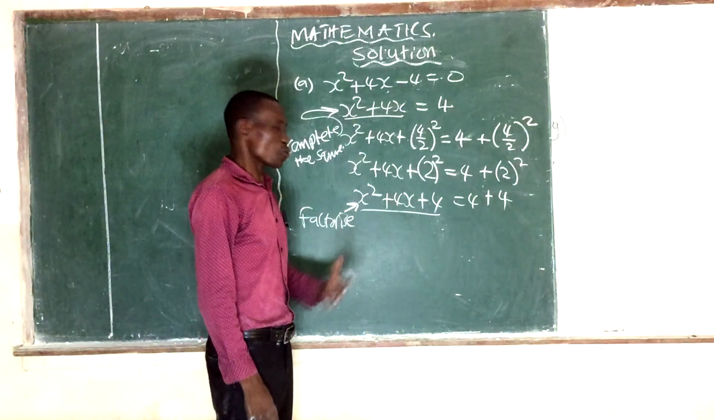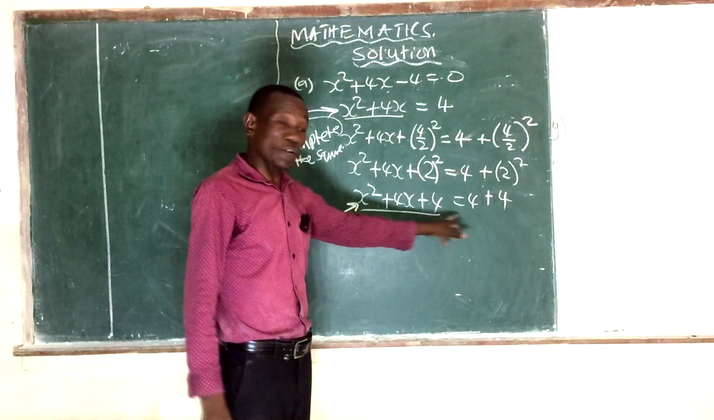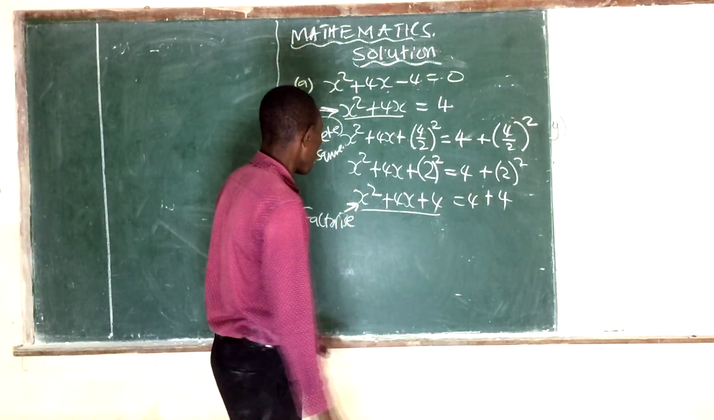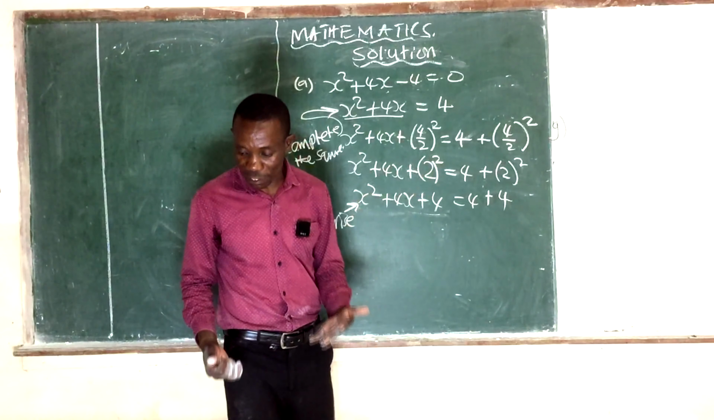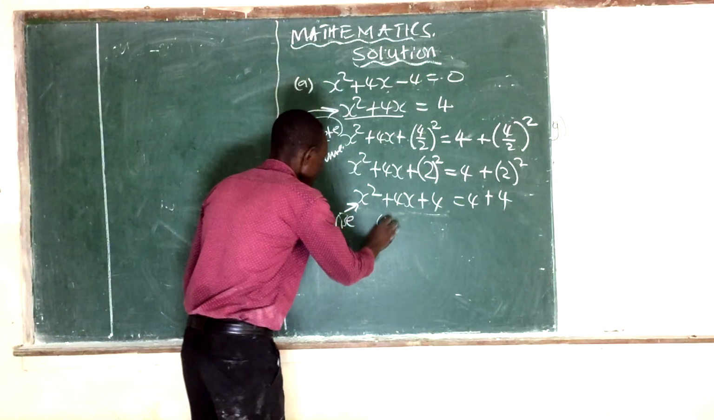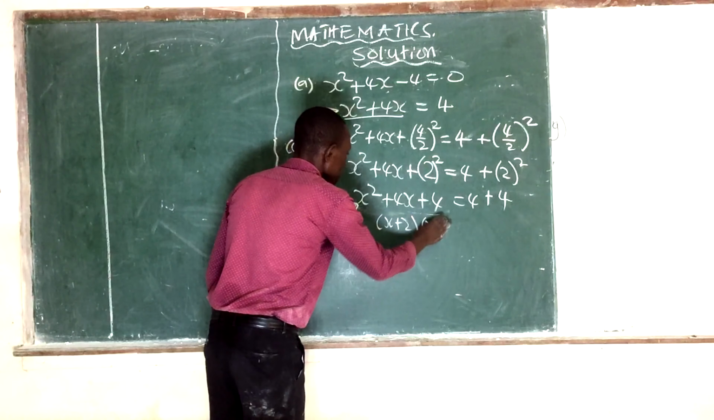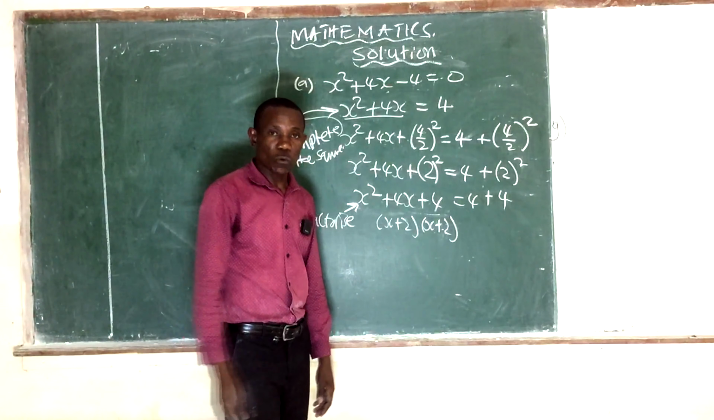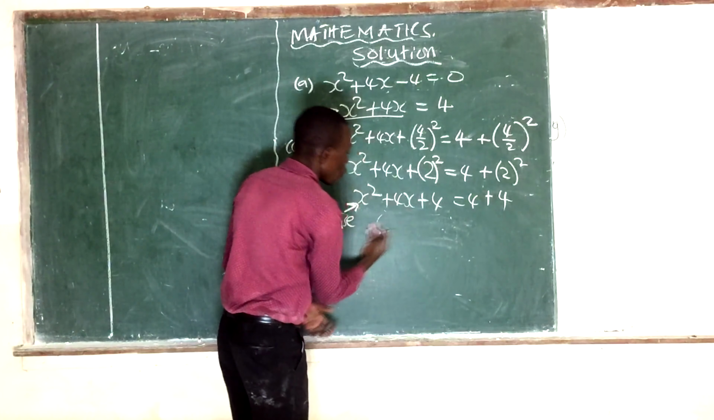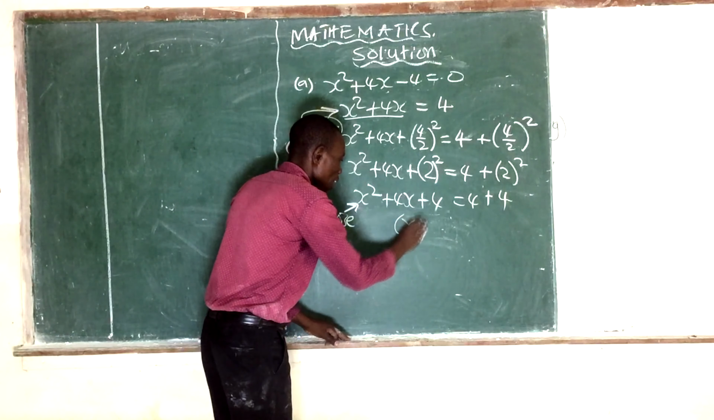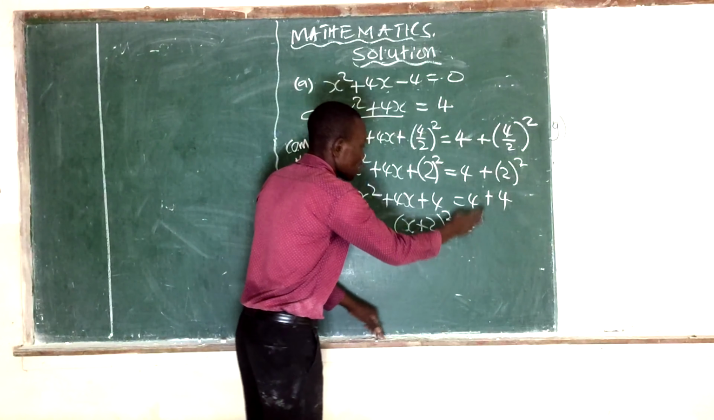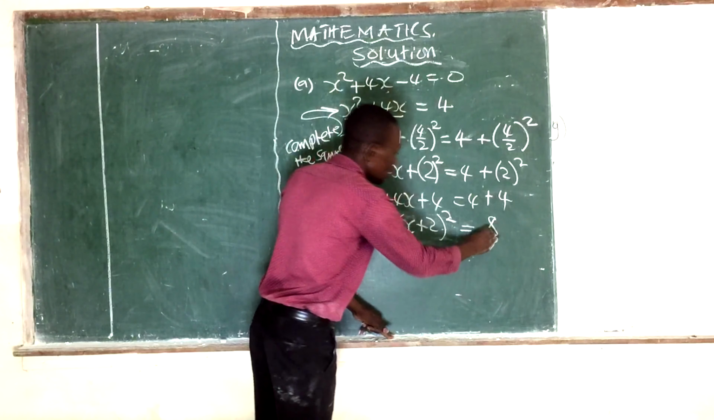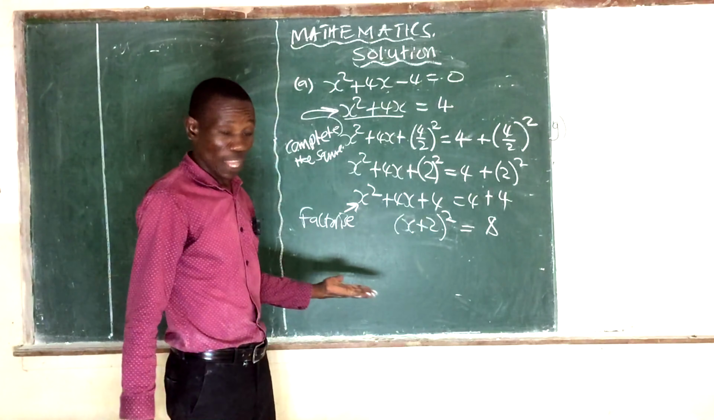Here again, I'll be brief. We have already done the issue about factorization. So if you factorize this one here, you will obtain identical factors, which are x plus 2 and x plus 2, simply written as x plus 2, squared. And on the other side, simply adding this and that, you get 8. That's what you have there.